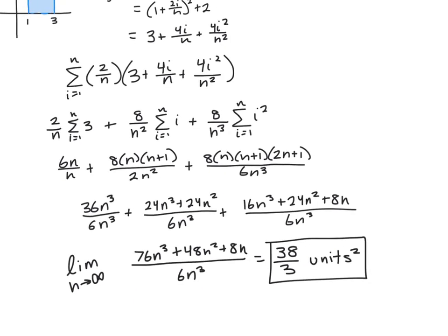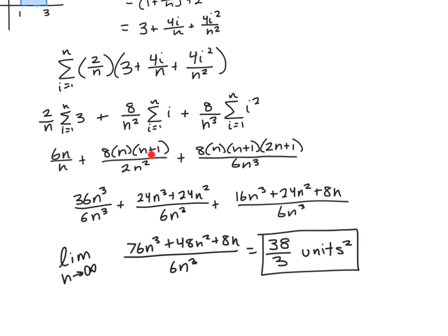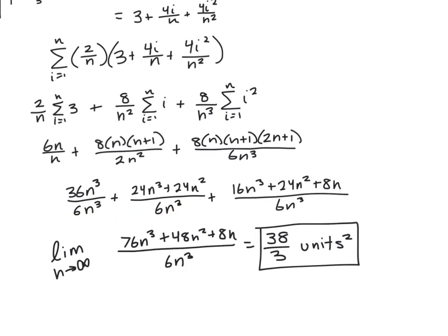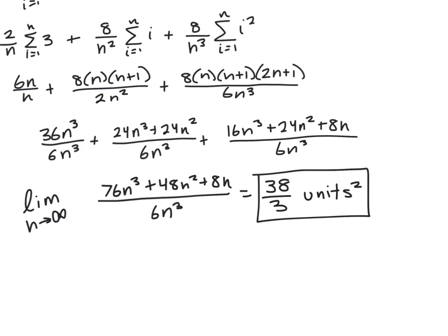And from there, you just have to kind of go through the process of multiplying out all of your numerators, creating a common denominator, and then combining like terms. So what you end up with is this expression, which you're going to evaluate the limit as n approaches infinity. And so since the degrees are the same, you take the ratio of the coefficients, and 76 over 6 is 38 over 3 units squared.